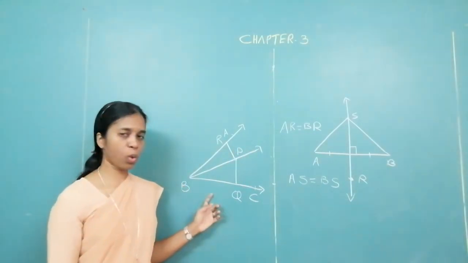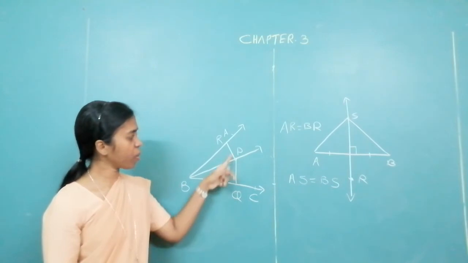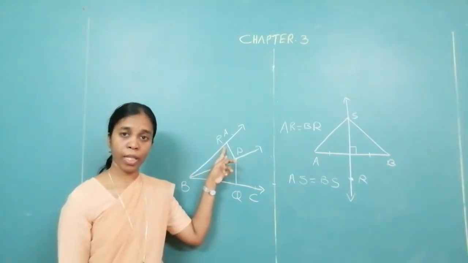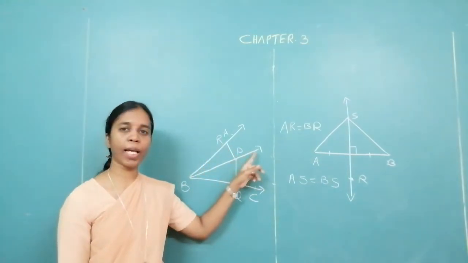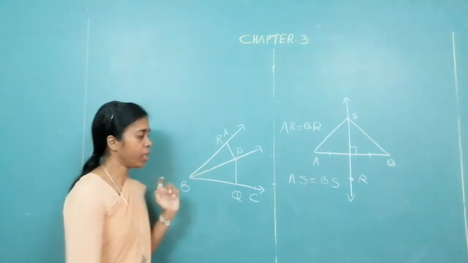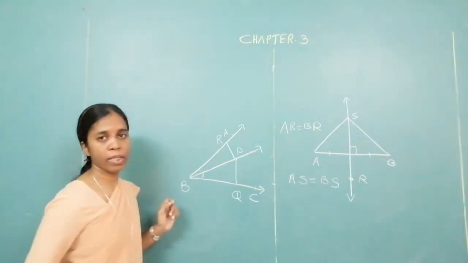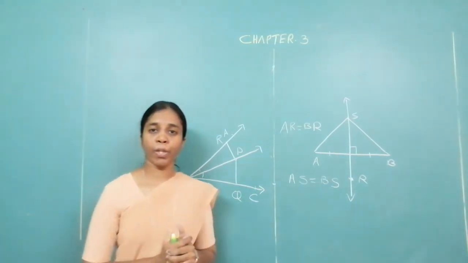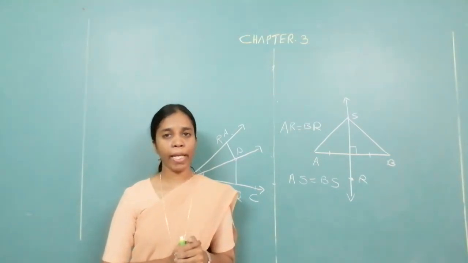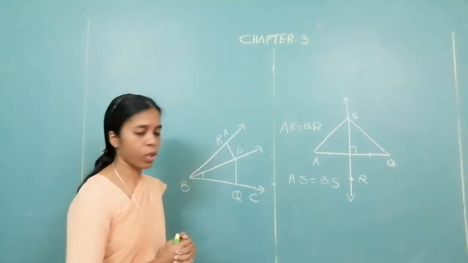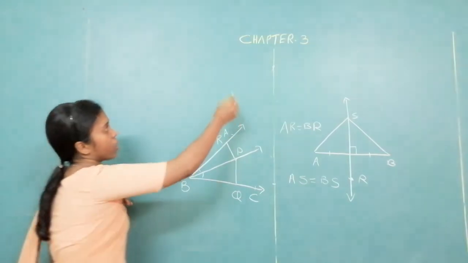Similarly, if you are told that PQ is equal to PR, then you can directly say that P lies on the angle bisector. That means this angle will be equal to this other angle. So these are the perpendicular bisector theorem and the angle bisector theorem. Okay. There is something more that we should learn.